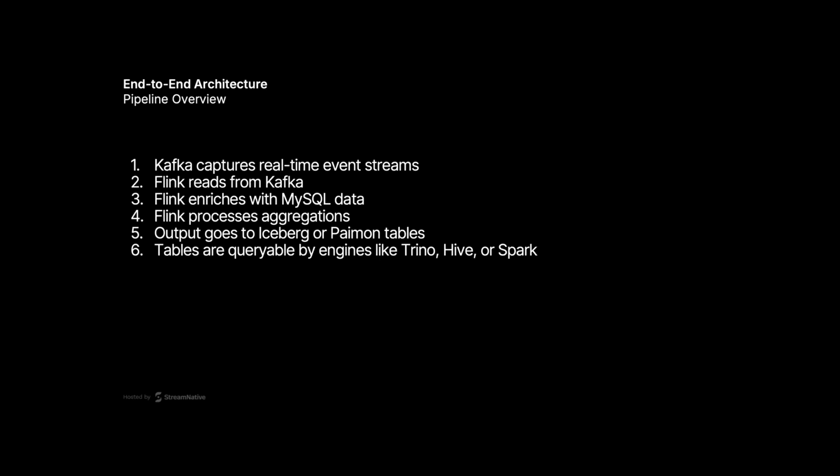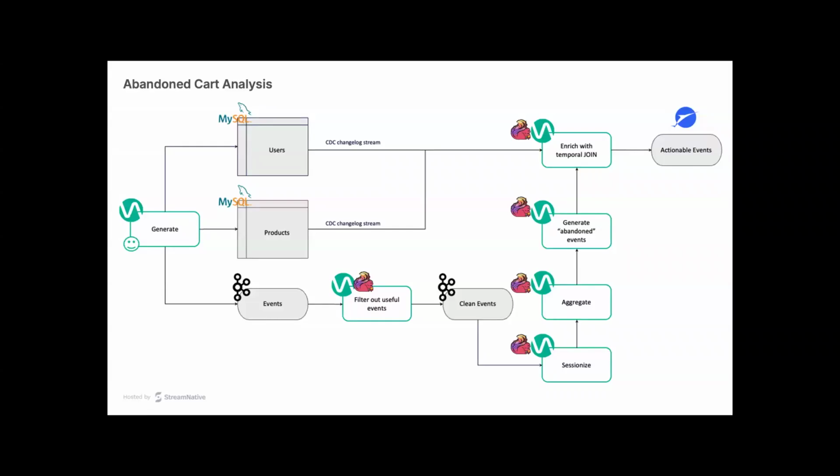We would have Kafka capture the real-time events of all the clickstream logs. Flink will read the data from Kafka and enrich it using MySQL data as a lookup table. Flink will process the aggregation. The output goes to Iceberg or Paimon tables, and then we can query those using Trino, Hive, or Spark. This is the use case in terms of architecture. On the left, you can see the full architecture.